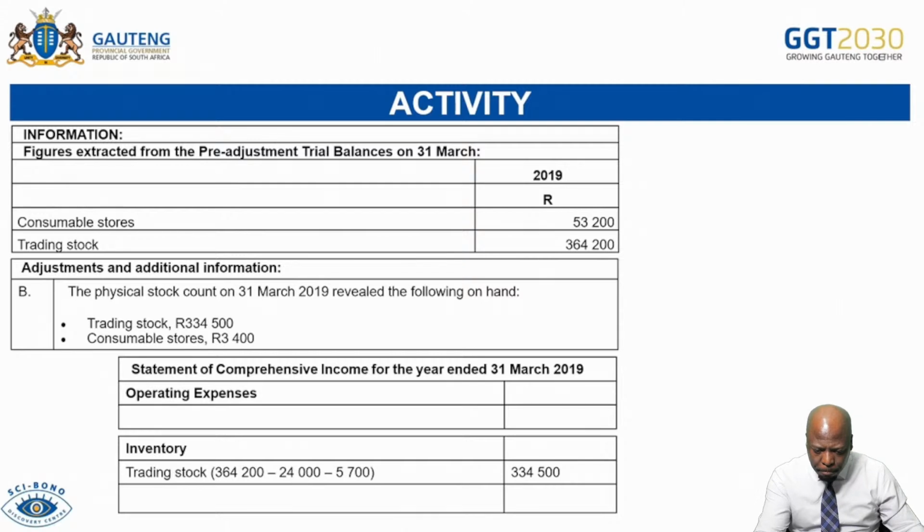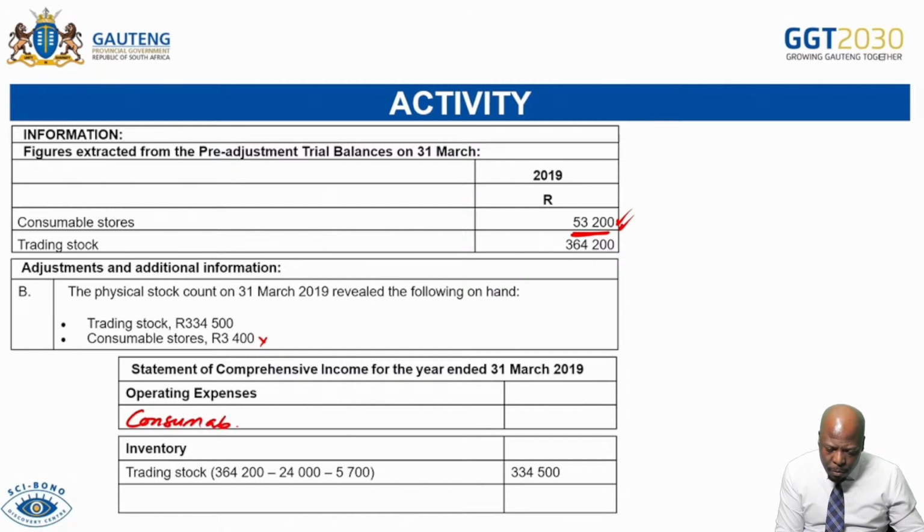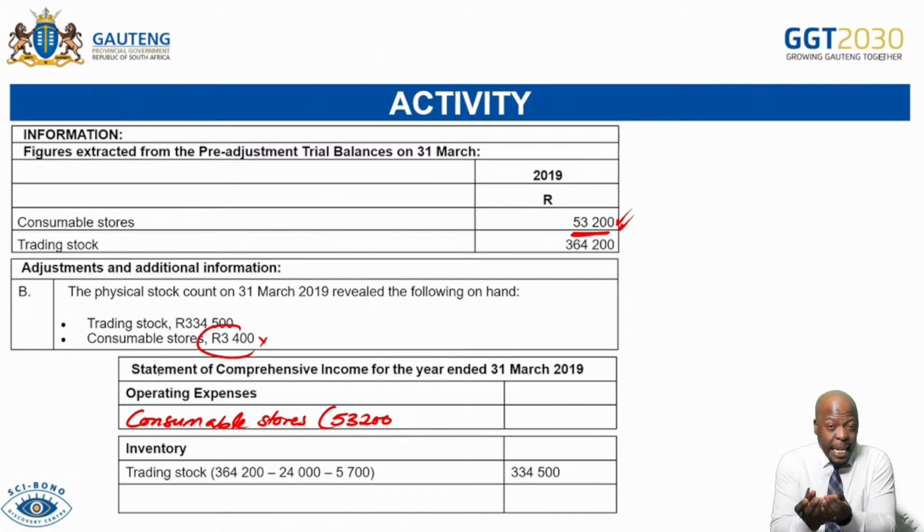But let me do it over here. All right, so whenever I'm seeing now my consumable stores on hand, it tells me when we bought consumable stores, it was 53,200. So I'm going to come here and I'm going to say under my operating expenses, consumable stores. I open my bracket and it's 53,200. And then I say, I have not used 3,400. It is still on hand. It is left. If it is left, it means it was not used. So it is not a cost for this year.